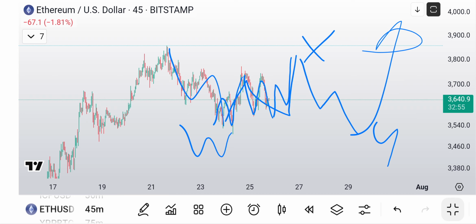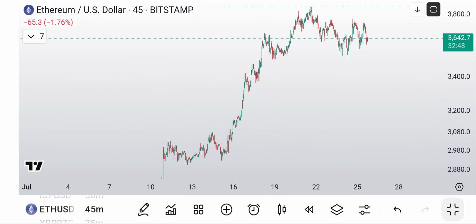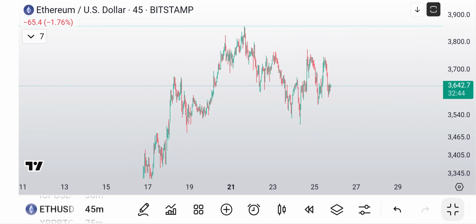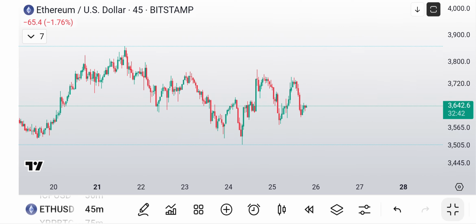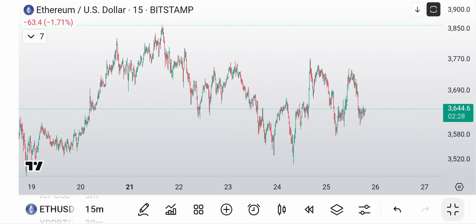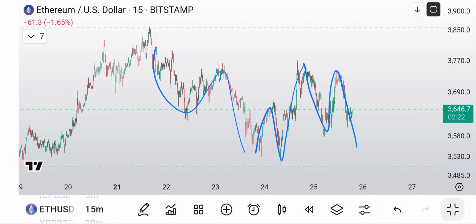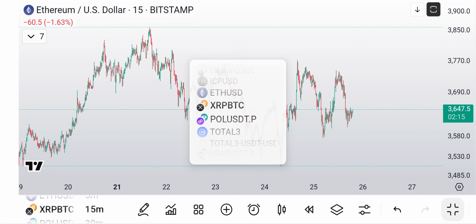Something like that. Now, if we could break out of here, up here, then that's actually a better thing. That's a good thing. So I would love to see that. So other than that, I mean, you can see it's super corrective, right? I mean, you got 3, you got 3, you got 3. So I would imagine 3 up, you know?